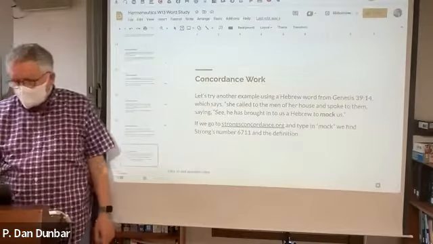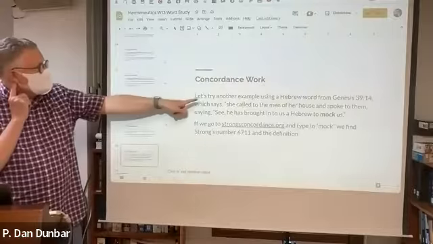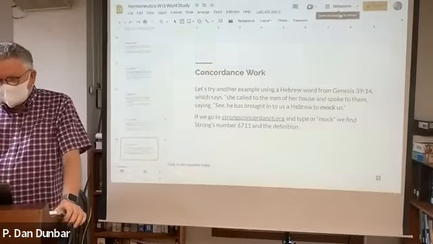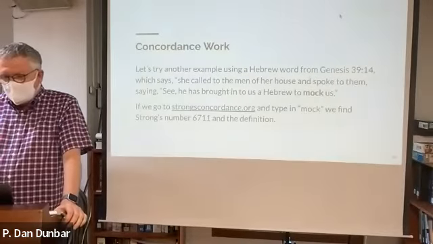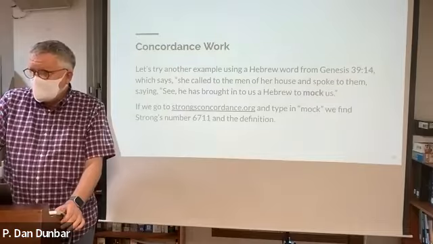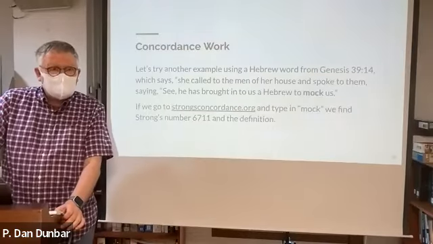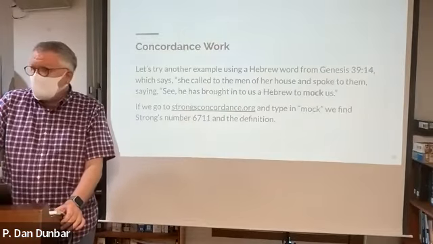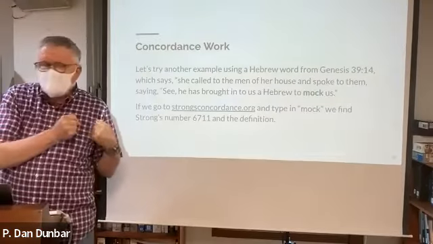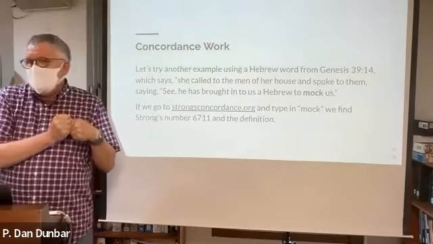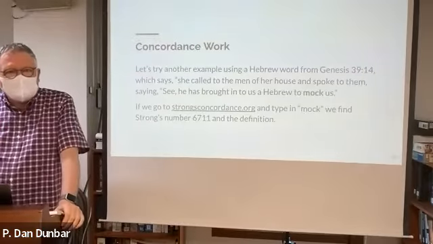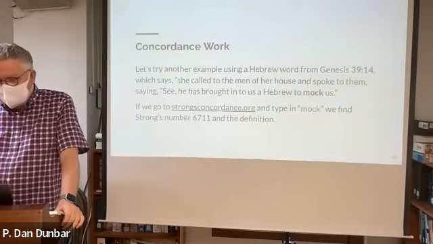We're going to be looking at Genesis 39:14. Let's make this a little bit bigger. Genesis 39:14. This is in the story of Joseph, when Potiphar's wife attempts to tempt him. She says, come lie with me. And Joseph says, no, and he runs away. And she ends up holding on to his cloak and tries to use this as evidence for her lie, that Joseph tried to seduce her or rape her or something.